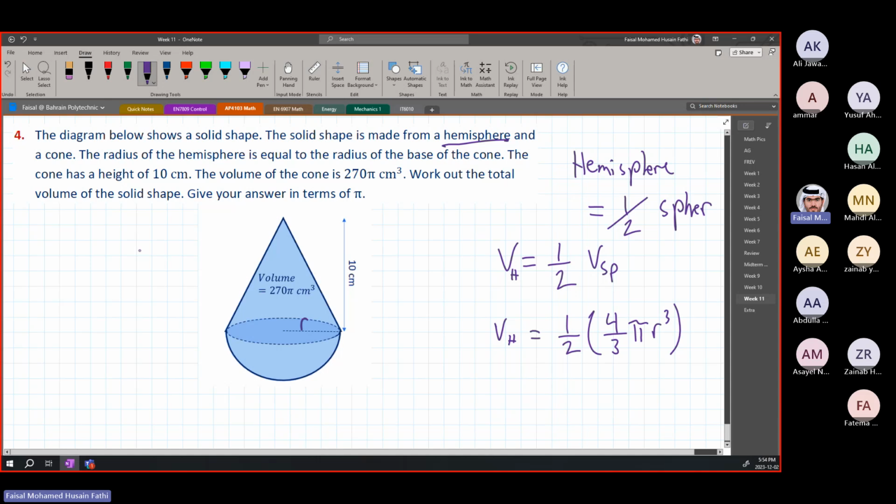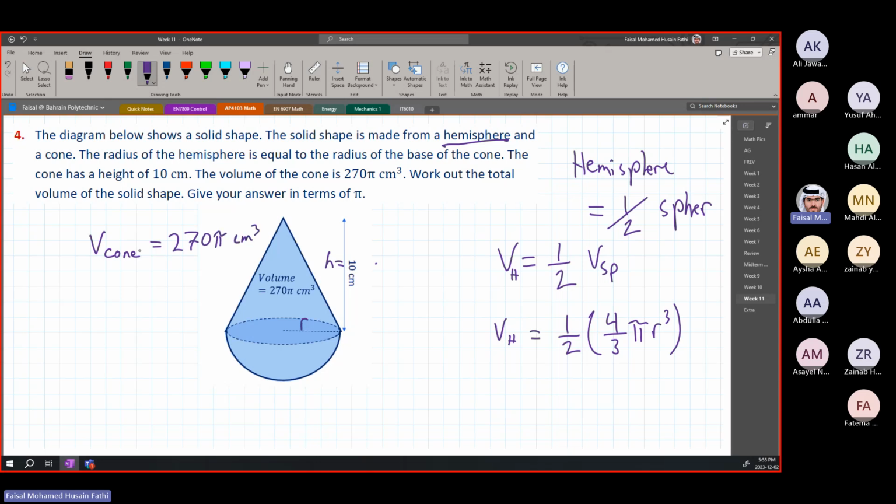The height, h, is equal to 10. So this is h equal to 10 of the cone. And the volume of the cone, V of the cone, is 270 pi centimeter cubed. It's given in terms of pi. Work out the total volume of the solid shape. Give your answer in terms of pi.